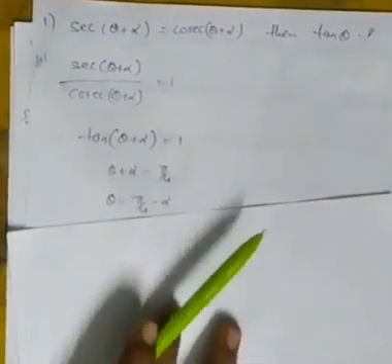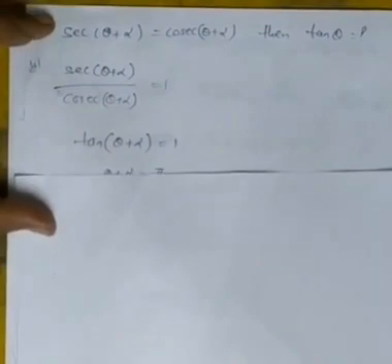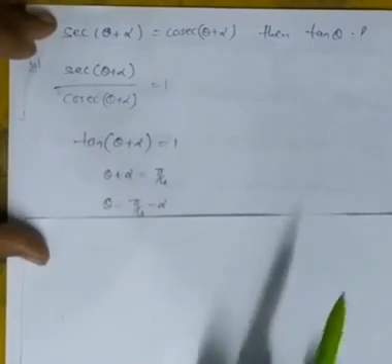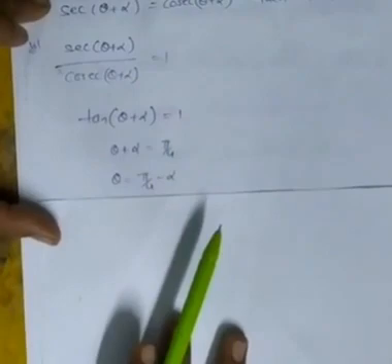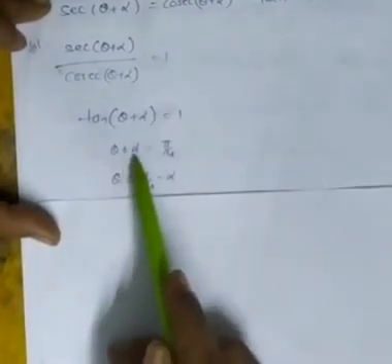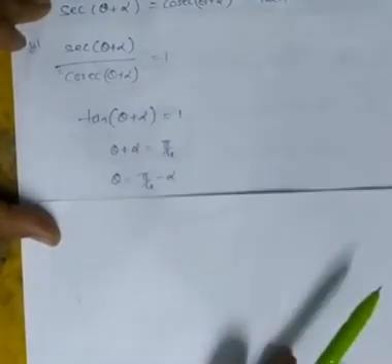Sec by cosec is tan theta. So tan of something equals 1, so theta plus alpha equals pi by 4. From here we can write theta equals pi by 4 minus alpha. Sending this alpha to the right side, it will become pi by 4 minus alpha.